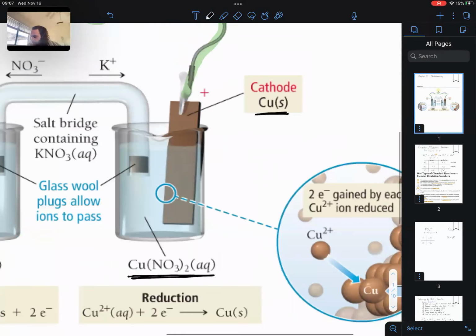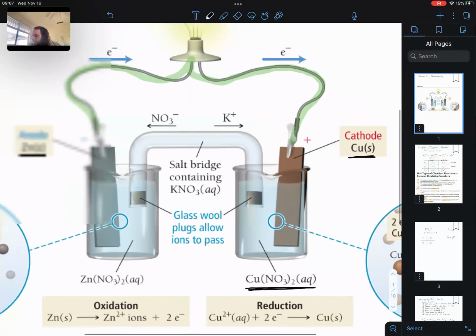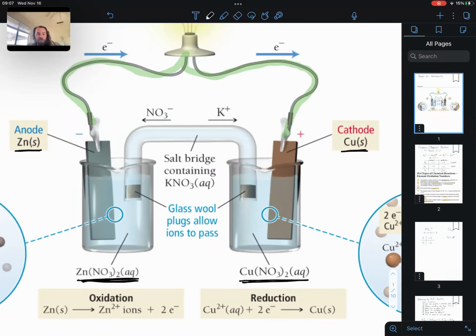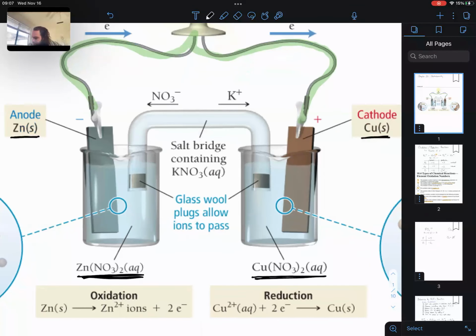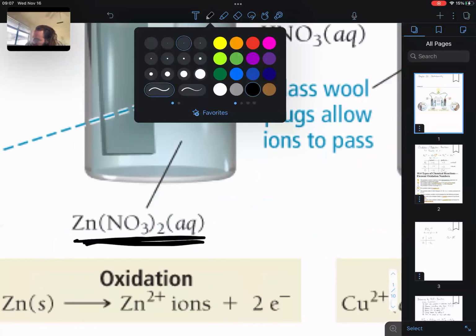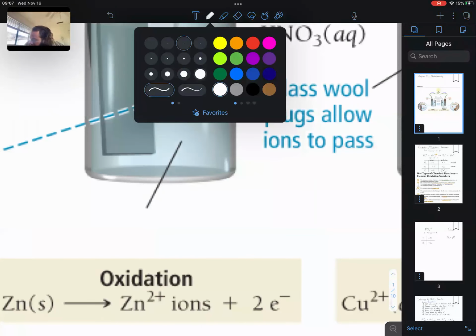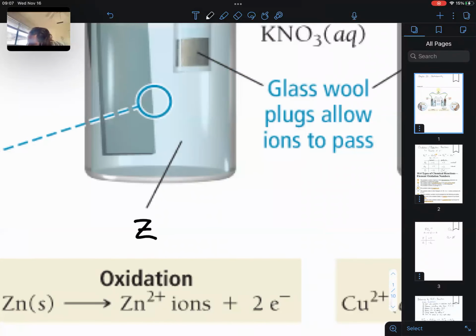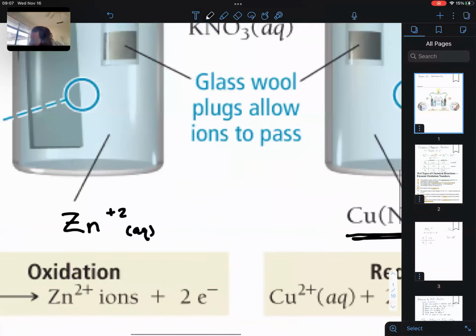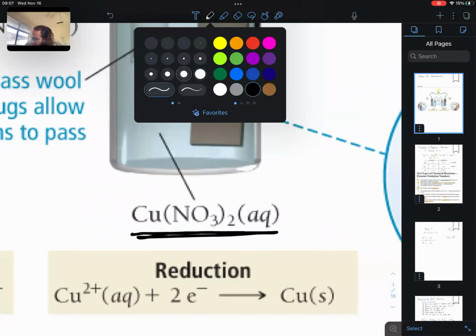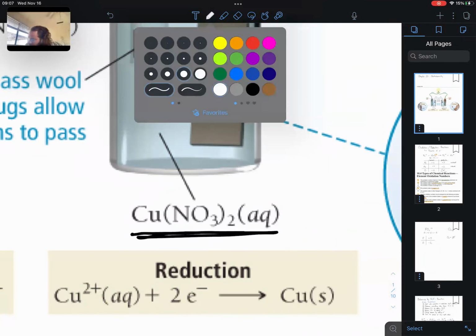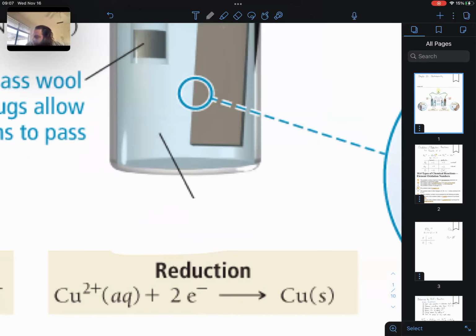All right. And the reason why nitrate is used is because nitrate is always extremely soluble, right? So although this says a zinc nitrate solution, because we know that nitrates are always extremely soluble, we can just say that this is a solution of zinc 2+ ions. And same thing with our copper. This is going to be a solution of copper 2+ ions.